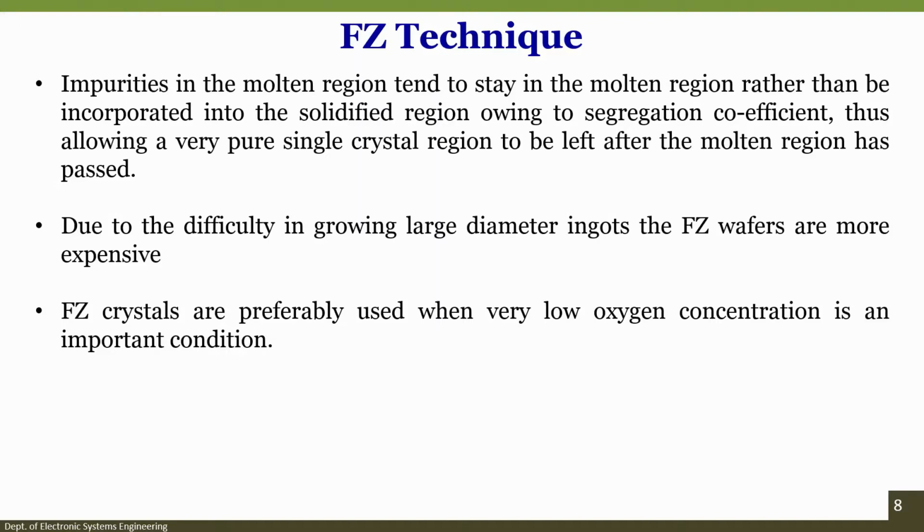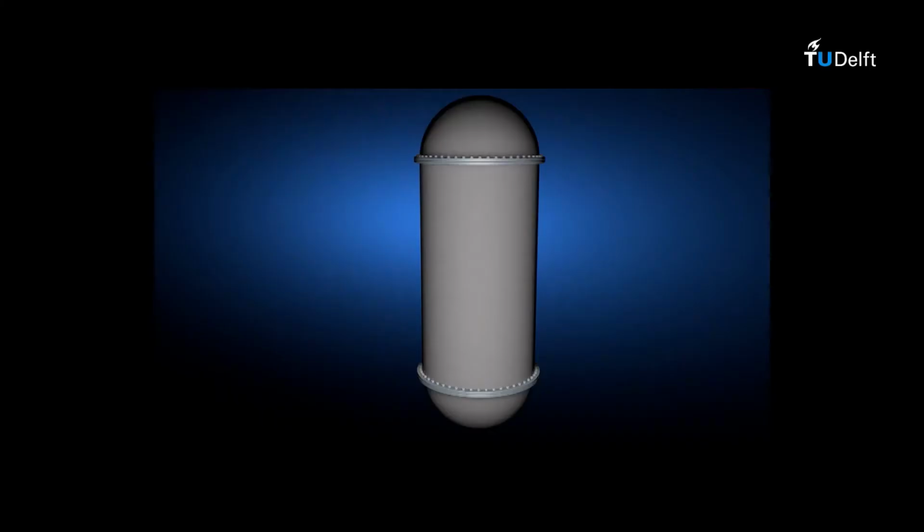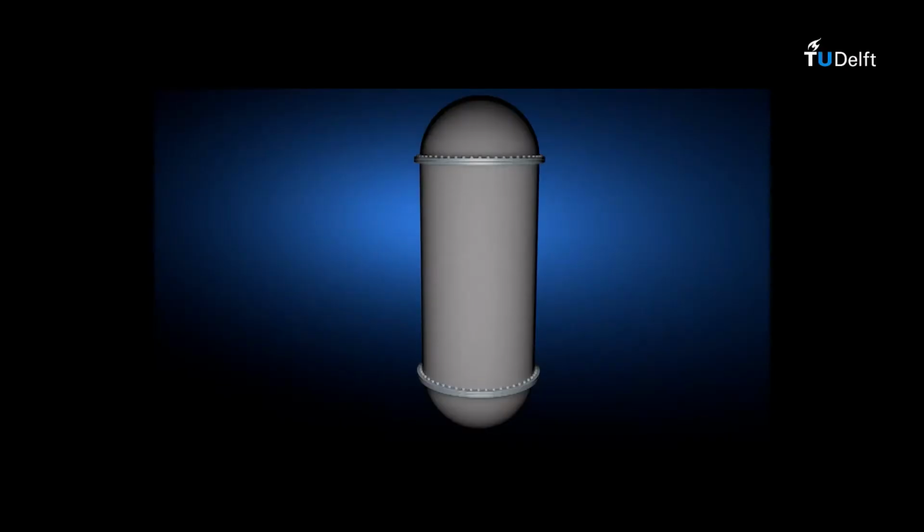In fact, a very pure single crystal region is left after the molten region has passed. See, the limitation of the FZ technique is the difficulty in growing large diameter silicon wafers, and that is why FZ becomes more expensive. However, FZ crystals are preferably used when there is a low oxygen concentration requirement. Let us see again an important informative video on the FZ technique. Let me play it.